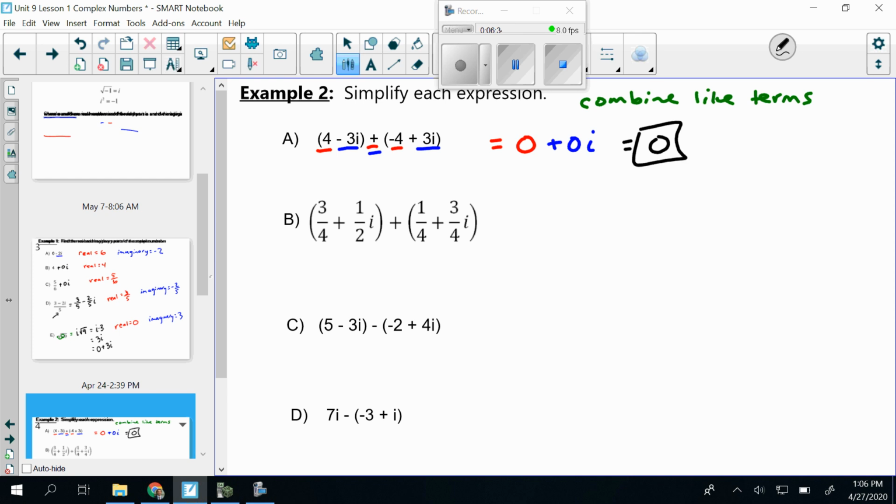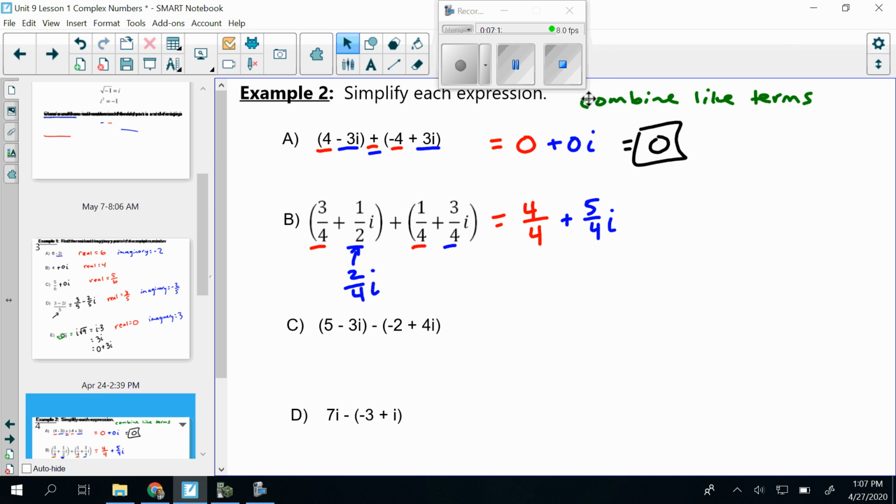Okay, next one. Again, combine the like terms. So here, what is 3/4 plus 1/4? Remember when you're adding fractions, add the numerators, so that would be 4/4. If we add the imaginary parts, we're adding 1/2 and 3/4. Now there we don't have a common denominator, so we want to get one. We can multiply both top and bottom by 2 and think of it as 2/4. So if we add 2/4 plus 3/4, we'd end up with 5/4 i. That's our imaginary part.